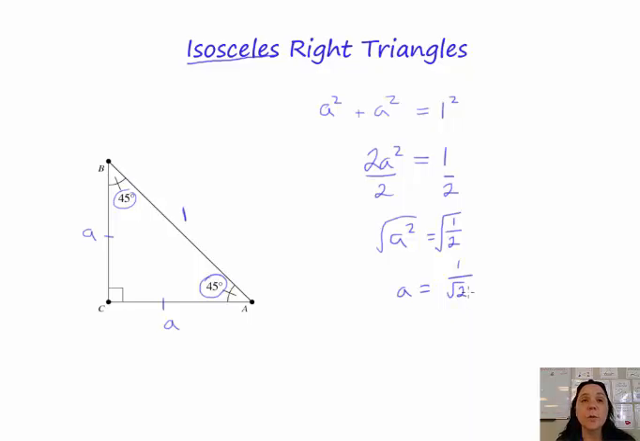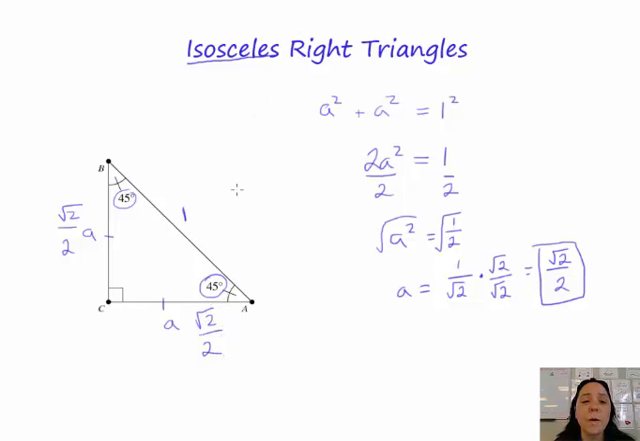Now remember that we don't like to leave radicals in the denominator, so we are going to rationalize this by multiplying by 1 in the form of the square root of 2 divided by the square root of 2. The square root of 2 times the square root of 2 is just 2, and 1 times the square root of 2 is the square root of 2. So I get side lengths here of the square root of 2 divided by 2 for each of these two sides for this special right triangle when my hypotenuse length is 1.